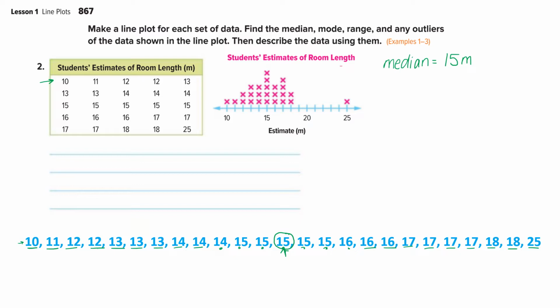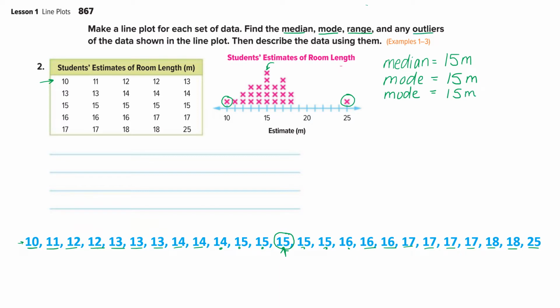All right, so we found the median. Now we're going to find the mode. And remember, that's the most often occurring, which is right here, 15 meters. So the mode equals 15 meters. Next is range, which is the maximum, 25, take away the minimum, 10. That gives us a range of 15 meters. I'm seeing a pattern here.